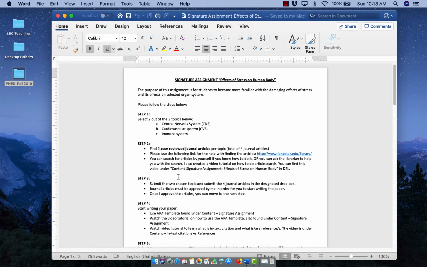Step one would be to select two out of the three topics. The three topics: central nervous system, cardiovascular system, and immune system. And as you see in step two, you're going to find peer-reviewed journal articles per topic, which means a total of four journal articles. Basically, you're going to do a literature review on these topics, how stress affects, for example, the central nervous system, or how stress affects the immune system.